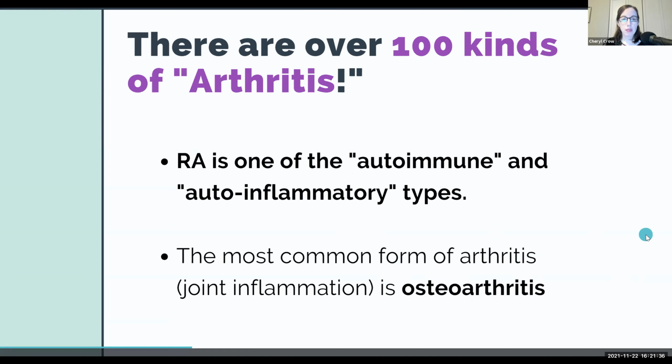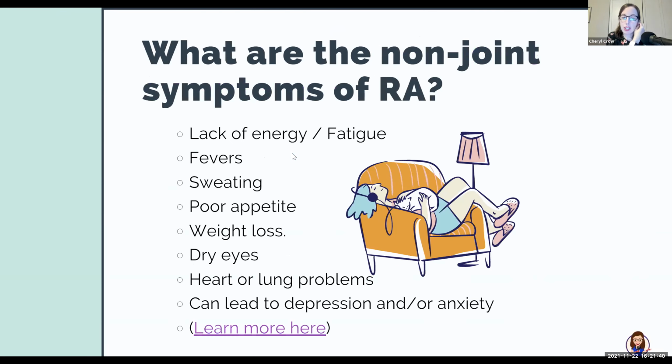But another thing that's important, I think, again, a lot of you probably experienced this, but I didn't know until I went to occupational therapy school that my fatigue was actually from the disease itself. I thought it was a medication side effect. It can be for methotrexate in particular, but there are these non-joint or extra-articular symptoms. They include things like lack of energy and fever because it's inflammatory, sweating, poor appetite, and weight loss. Those were my first symptoms before I even had any joint symptoms, interestingly.